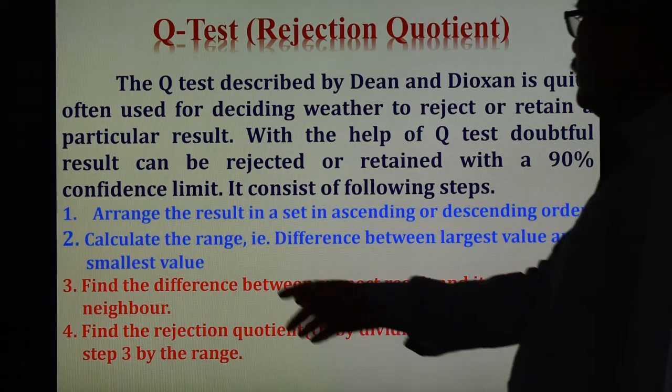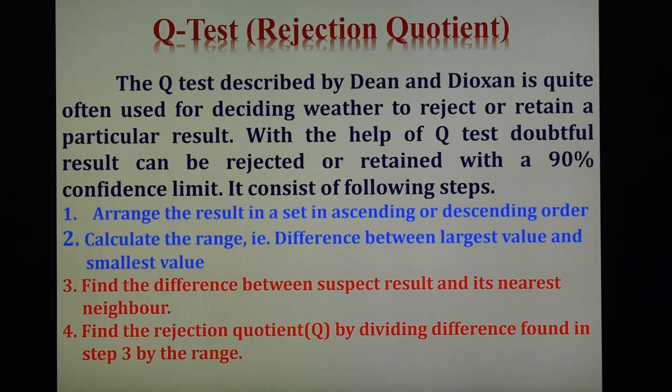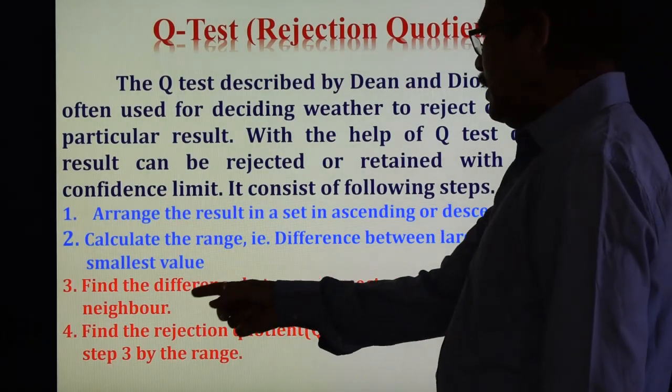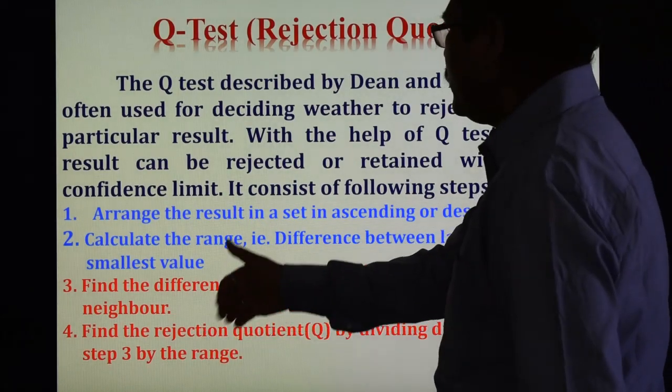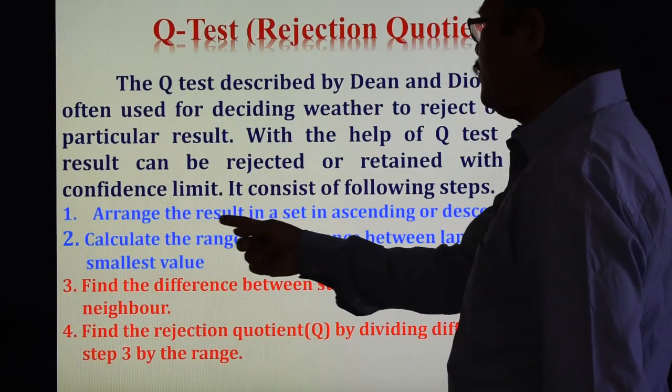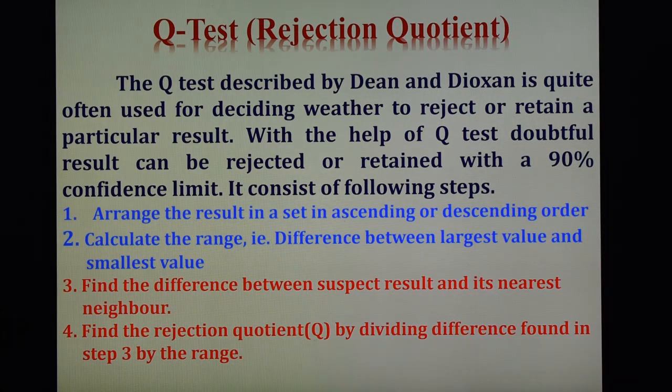After arranging the values and finding the range, the third step is to find the difference between the suspected result, meaning the doubtful result, and its nearest neighbor. The fourth step is to find the value of Q, the rejection quotient, by dividing the difference obtained in step 3 by the range obtained in step 2. So the difference divided by the range gives the calculated value of Q. So first arrange the results, second find the range, third find the difference, and fourth find the rejection quotient Q.